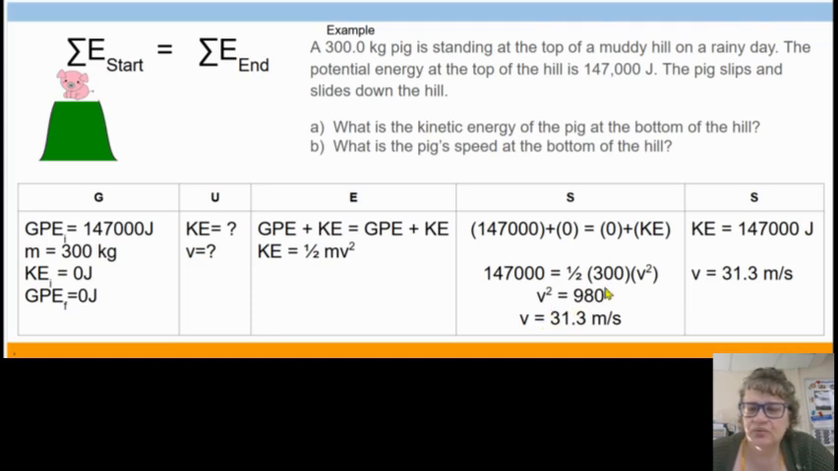Then take the square root of 980 and you get the velocity is 31.3 meters per second. Okay, he's a big pig, so going down the hill and having that much velocity is a good possibility.